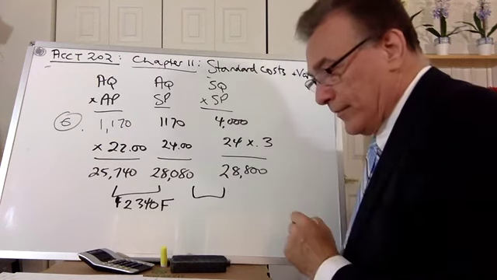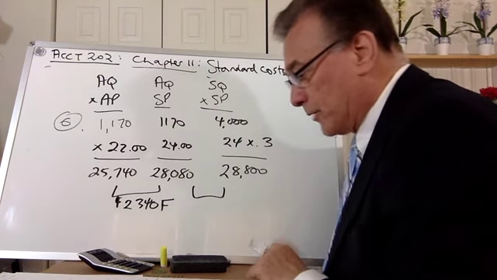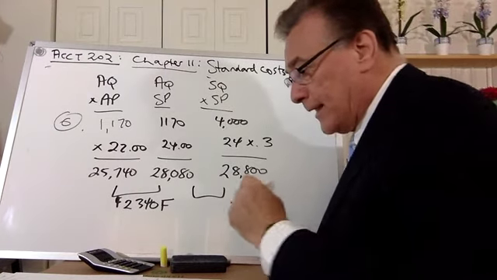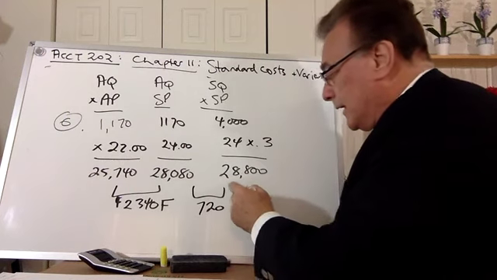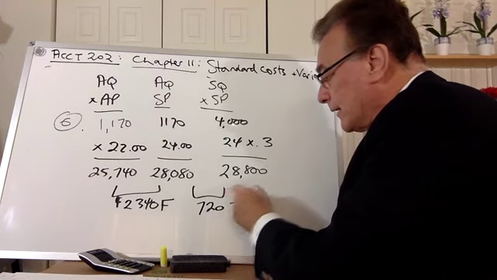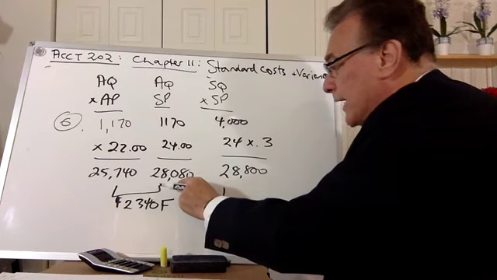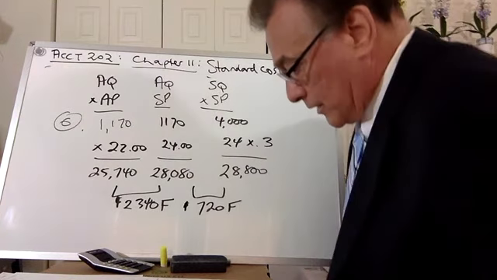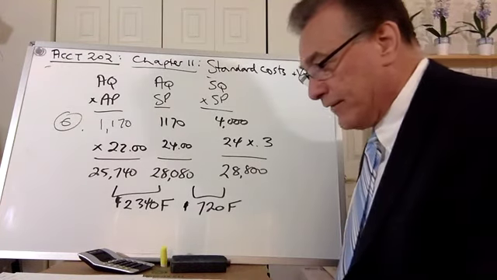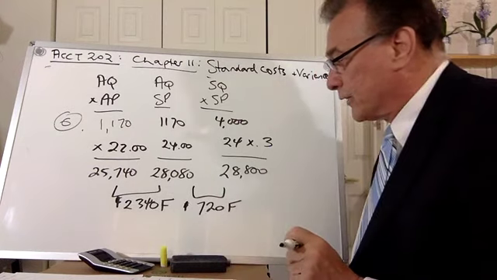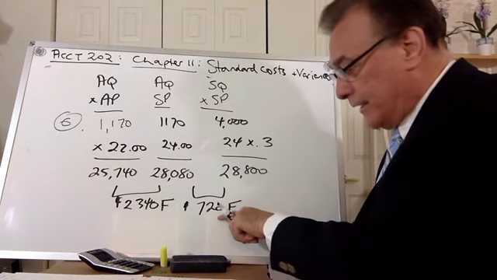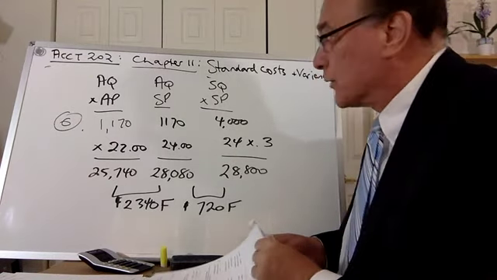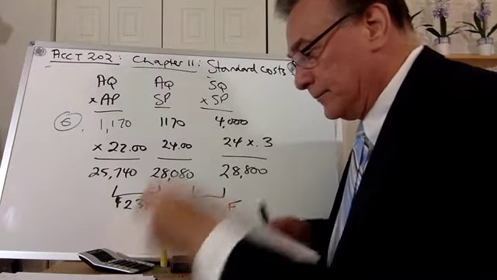And this second one is the variable overhead efficiency variance, because we're looking at quantity, and quantity is efficiency. That's $720, and that's favorable in this case because the actual is less than the standard. So just to answer the question once more, the variable overhead rate variance is $2,340 favorable, and the variable overhead efficiency variance is $720 favorable. That's question 6.